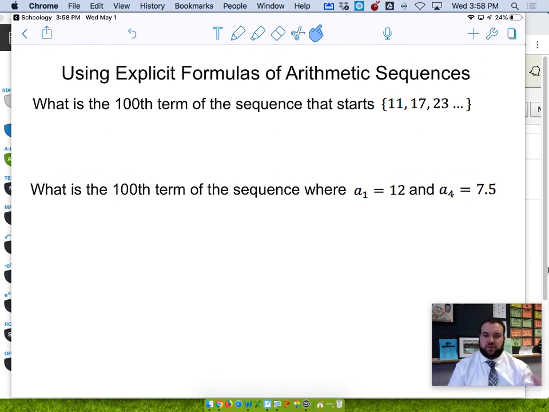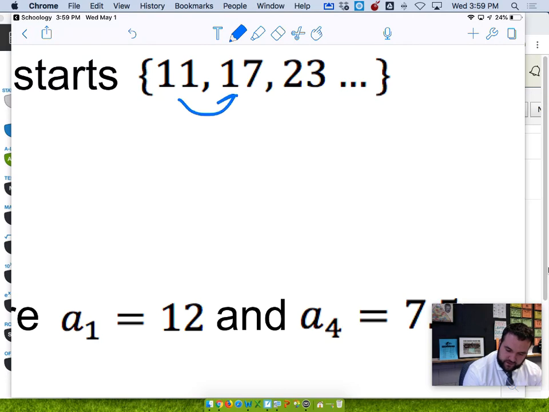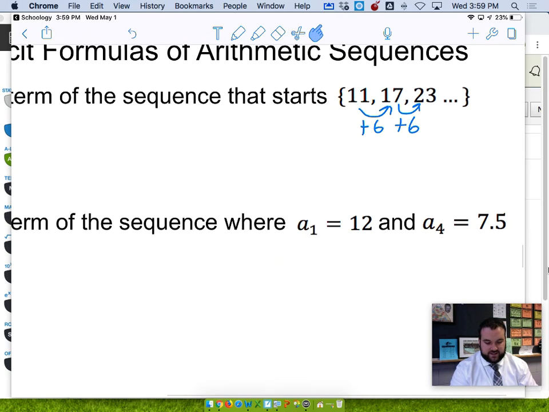What is the 100th term of the sequence that starts 11, 17, 23, and so on? So let's look at this sequence quick. We need to first identify the pattern. From 11 to 17 is adding by 6. Sure enough, that's the same thing from 17 to 23. Normally you have more than 3 numbers just to find the pattern, but here we see it's adding 6 both times.